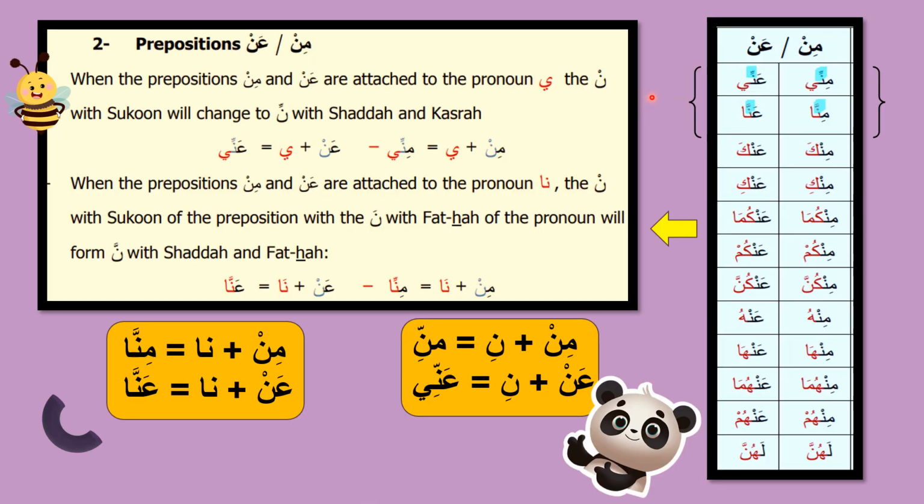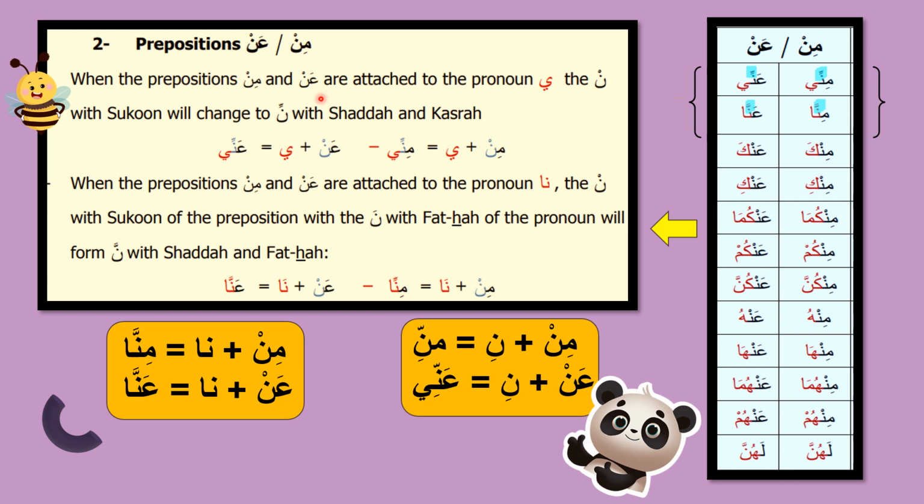Now coming to another two harf jars, that is min and an. Why have these two been taken together? Because these two have a similar rule when they get attached with the ya mutakallim and the noon and alif of nahnu. That's why I have marked them separately, and there you can see the noon with shadda and kasra. So now let me explain about the ya mutakallim and the noon and alif of nahnu attaching. What happens when you attach min with the ya mutakallim?